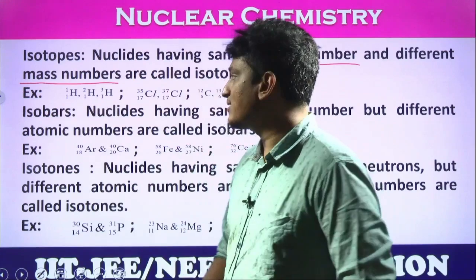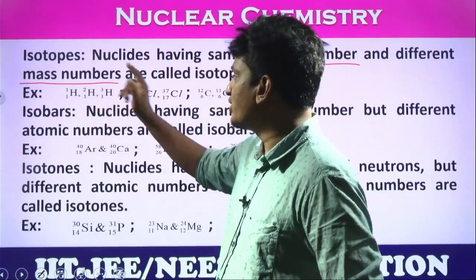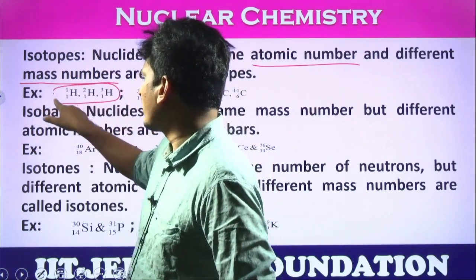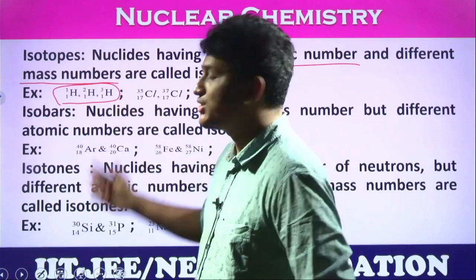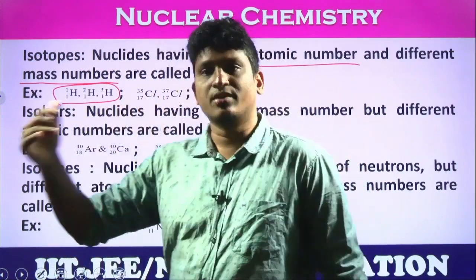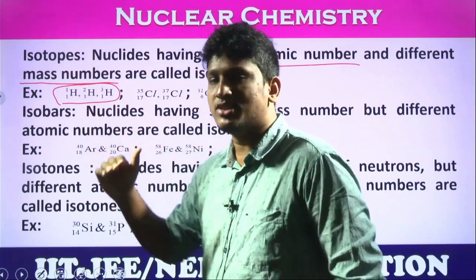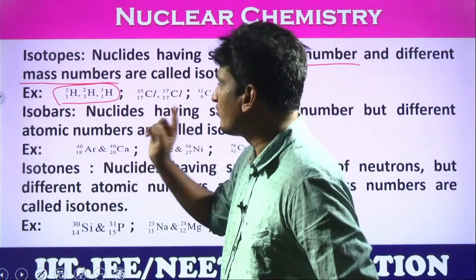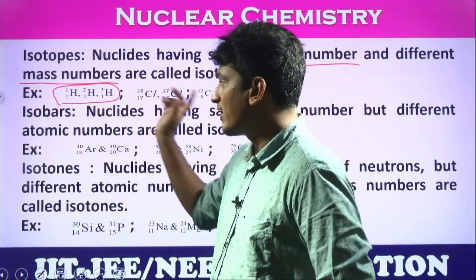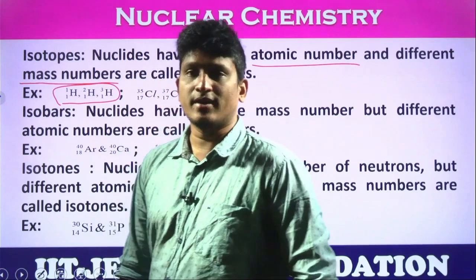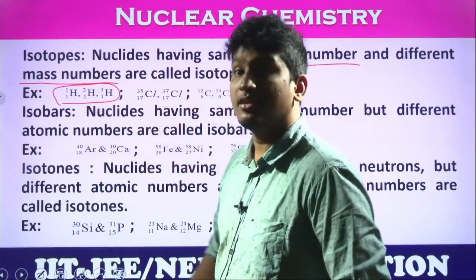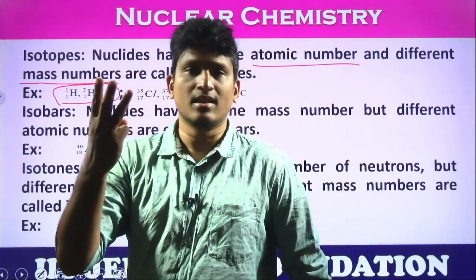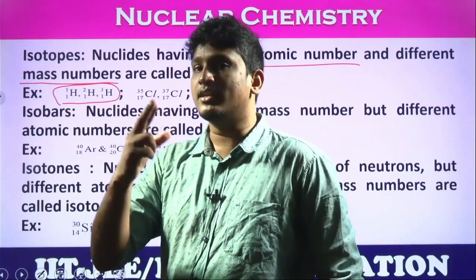For example, look at the examples, students. 1H1, 1H2, 1H3. All these three examples come under which element? Hydrogen. Why? Because what is the atomic number? The subscript position is 1 in all of them, so all contain one proton. But look at the mass numbers. They are different: the mass number here is 1, here it becomes 2, and for the third atom it becomes 3. Mass number is the sum of protons and neutrons.